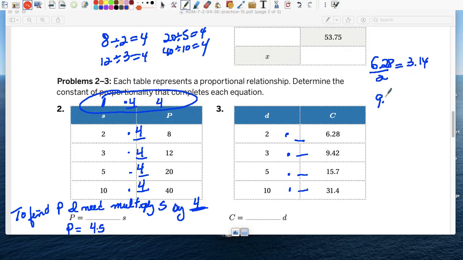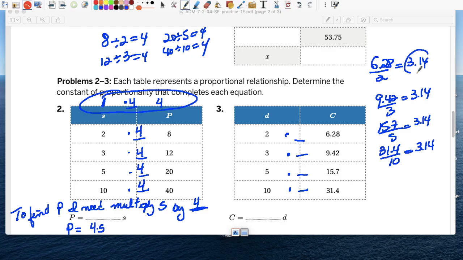What if I divide 9.42 divided by 3? I get 3.14. What if I divide 15.7 by 5? I get 3.14. And the last one, 31.4 divided by 10, I also get 3.14. So there is my constant of proportionality. Notice it shows up over and over again. So this number is 3.14.